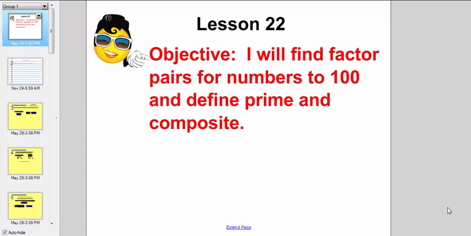Lesson 22, I will find factor pairs for numbers to 100 and define prime and composite. So you're going to see that there's three new vocabulary words that you're going to see today. The first one you're going to see is factor and factor pairs, and you're also going to see the words prime and composite. And today we're going to talk about all three of those words.